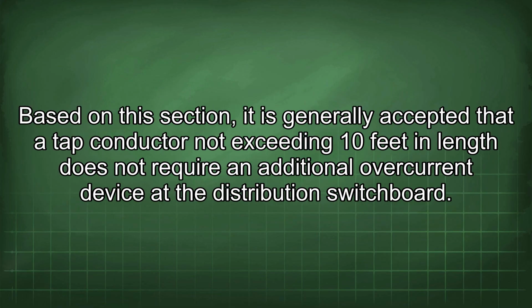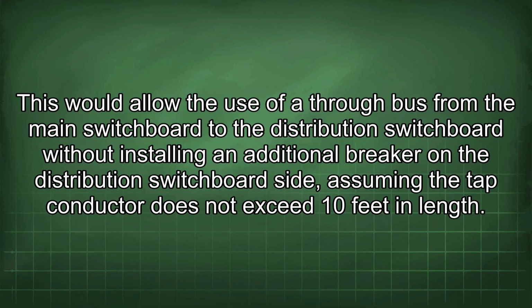Based on this section, it is generally accepted that a tap conductor not exceeding 10 feet in length does not require an additional overcurrent device at the distribution switchboard. This would allow the use of a through bus from the main switchboard to the distribution switchboard without installing an additional breaker on the distribution switchboard side, assuming the tap conductor does not exceed 10 feet in length.